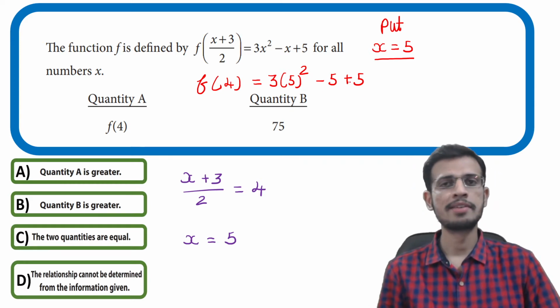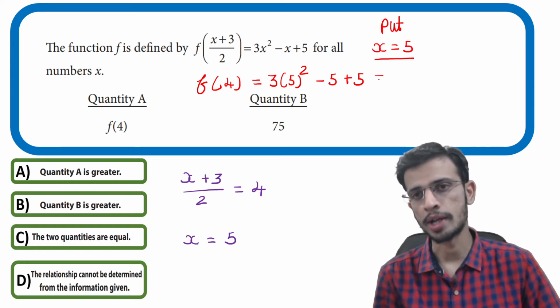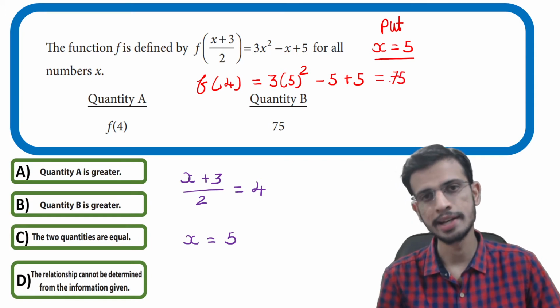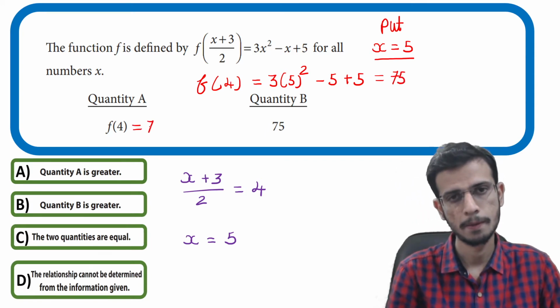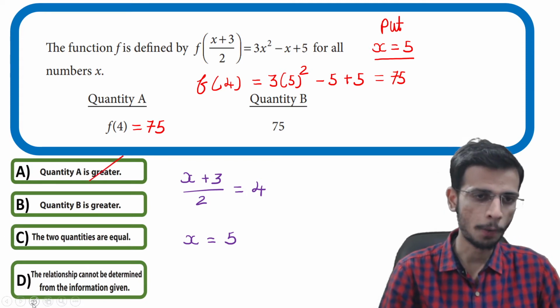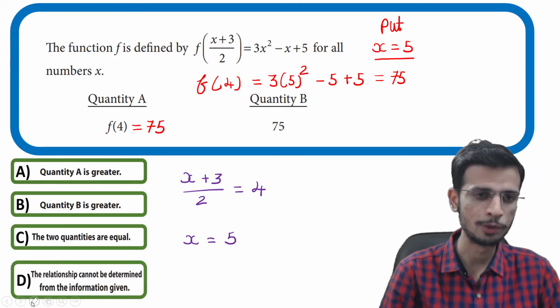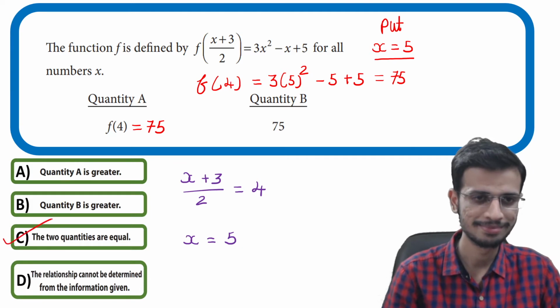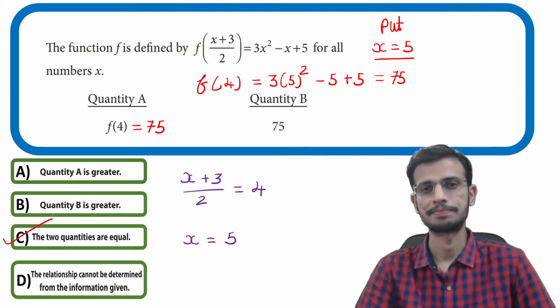So minus 5 plus 5 will cancel out. 25 into 3, that is 75. Therefore 4 is equal to 75. The quantities are equal, so we can say option C will be the correct answer for this question. Right? Both the quantities are equal.